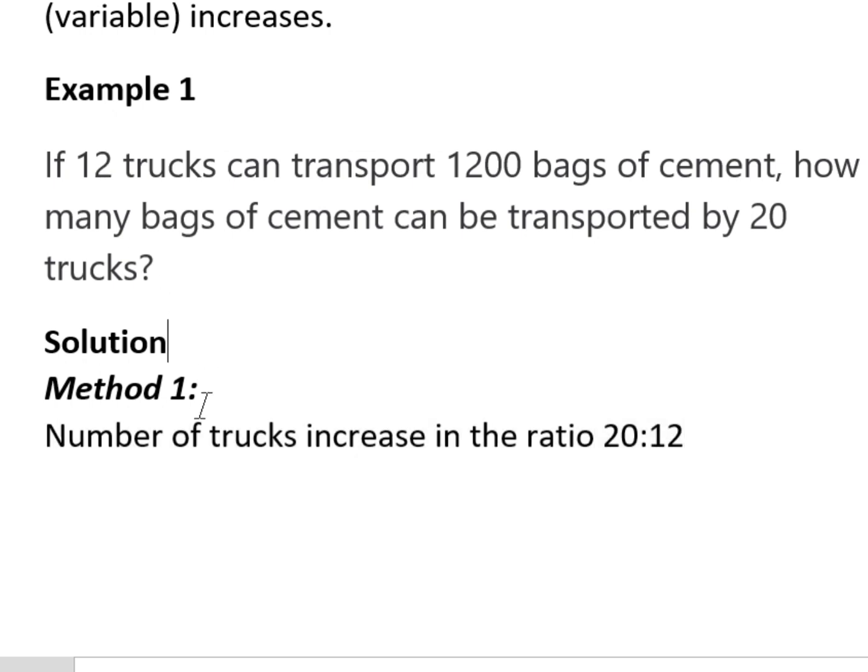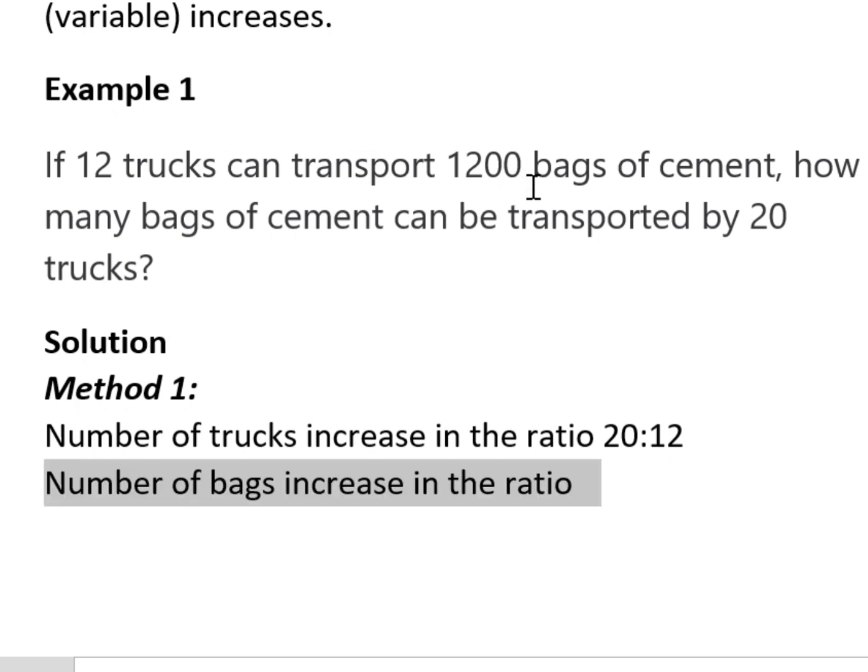Now, because this is direct proportion, and we have realized that the number of trucks have increased, that means the number of bags will increase in the same ratio. So the number of bags will also increase in this same ratio, 20 to 12. Why? Because we have said under direct proportion, when one quantity increases, the other one will also increase. So if this one has increased by this ratio, then this other one will also increase by the same ratio. So this is the ratio representing the increase in number of bags.